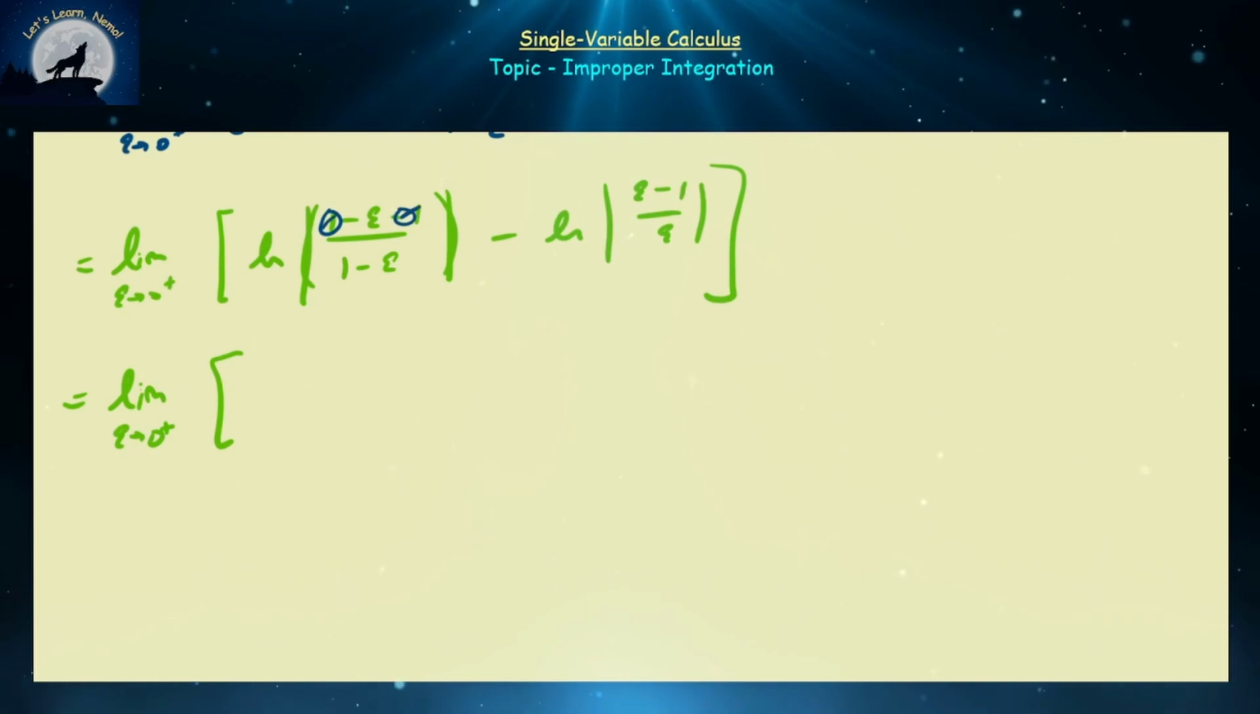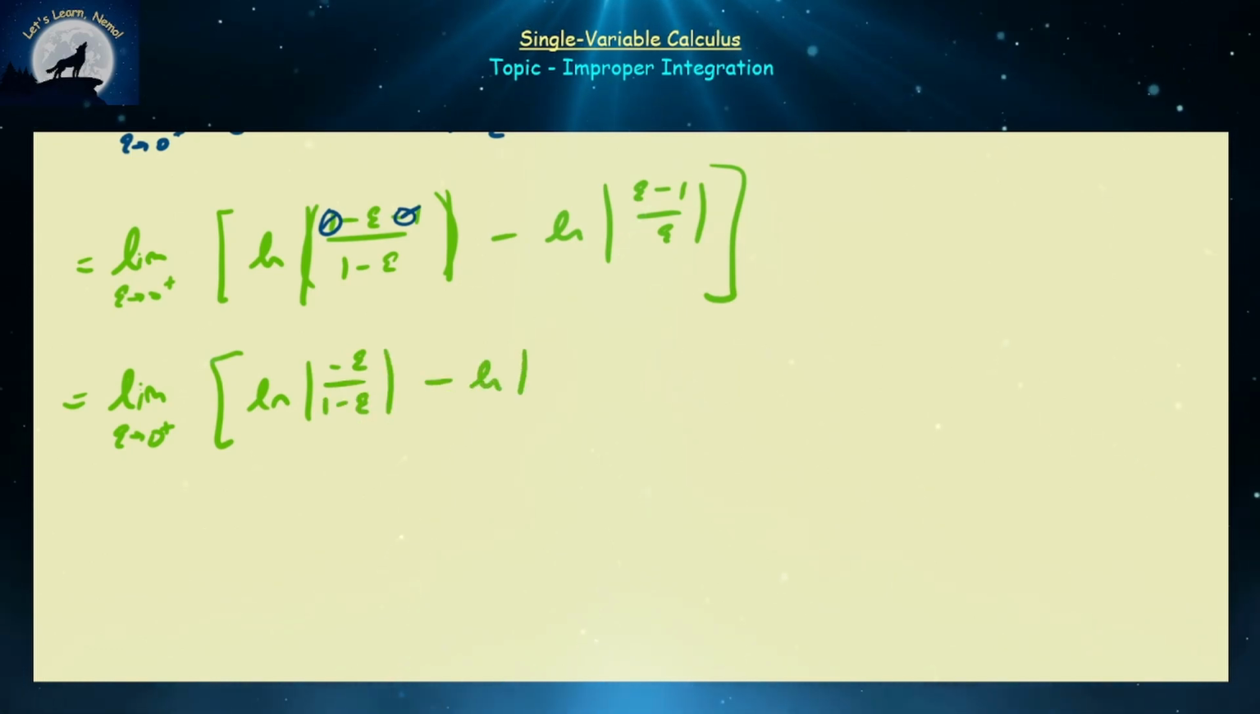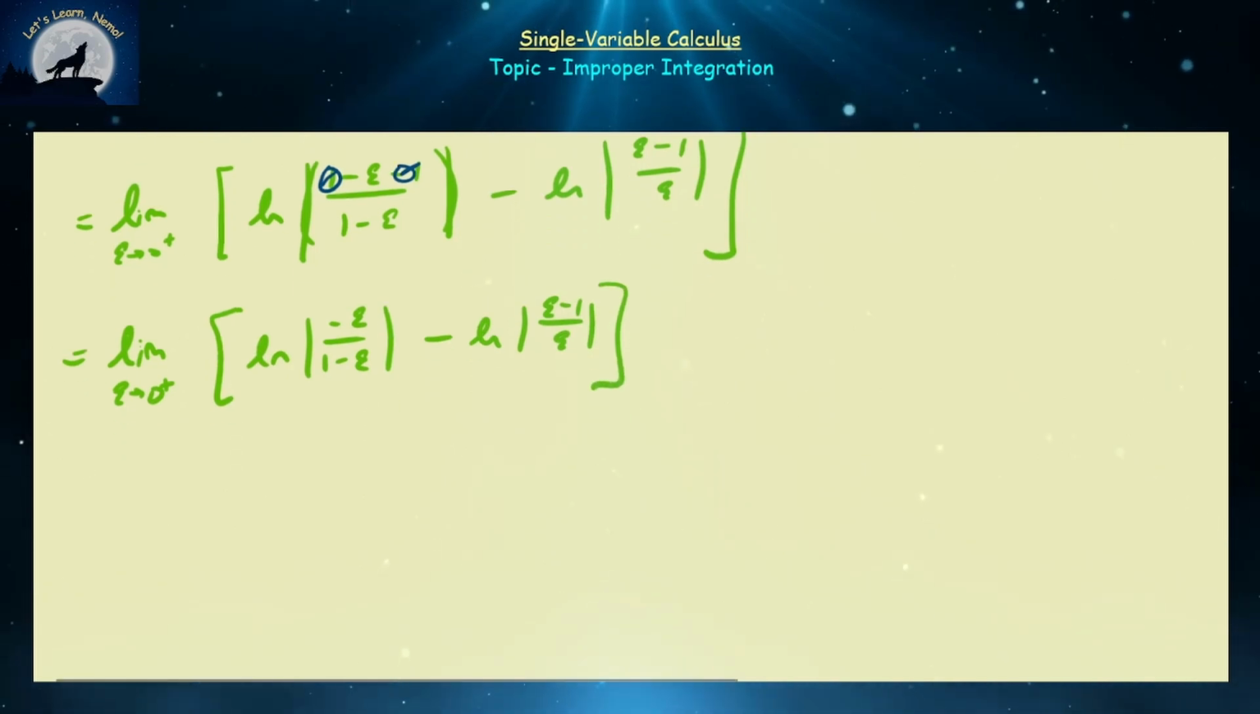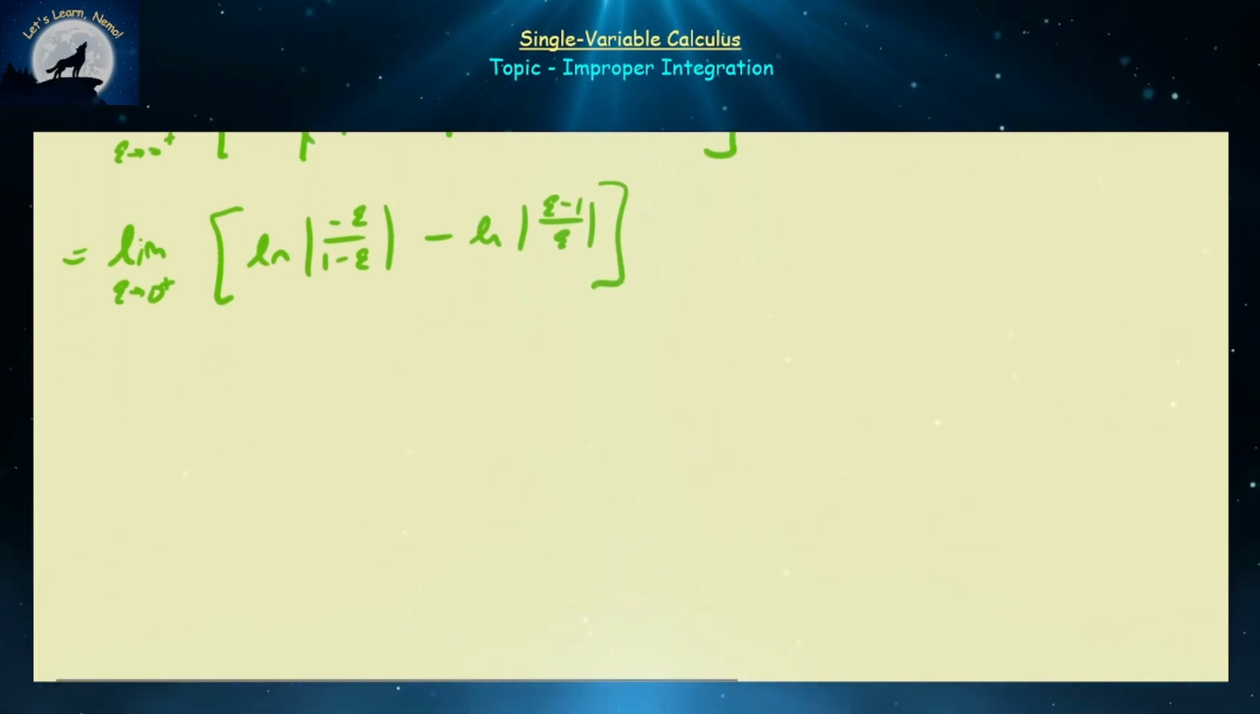1 minus 1, that's going to be equal to 0. And then we're going to have minus epsilon on the inside, so minus epsilon all over 1 minus epsilon. And then over here we have natural log of epsilon minus 1 over epsilon. So what I'm going to do now is take the absolute value and use some properties of logarithms, because we have the natural log of a minus the natural log of b, which is the same as natural log of a divided by b.